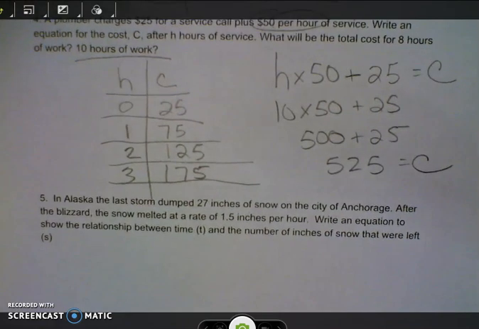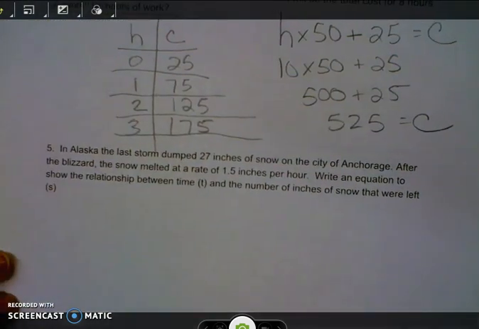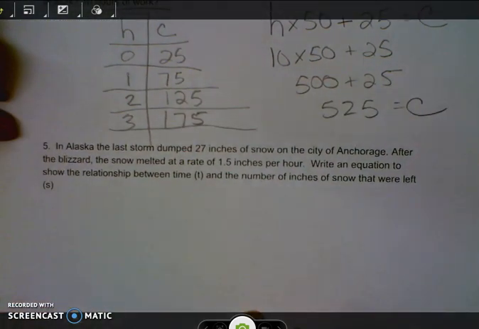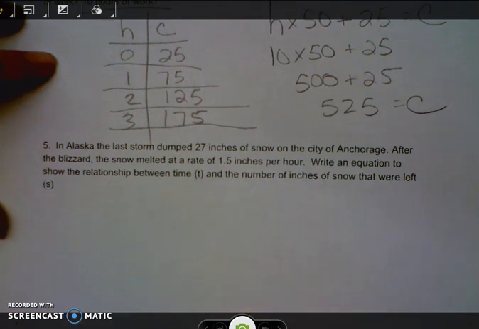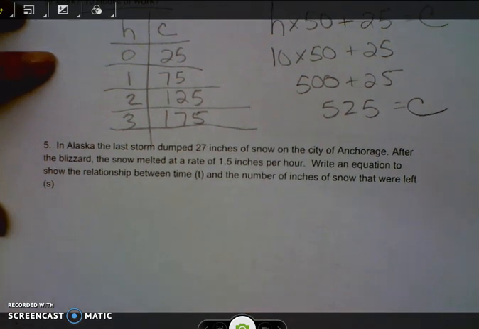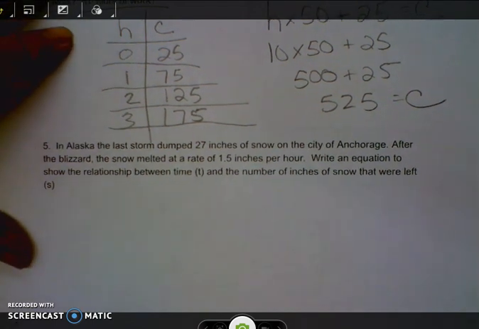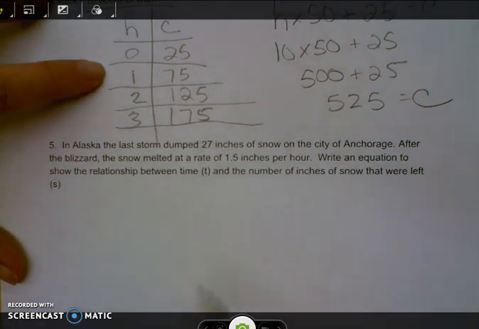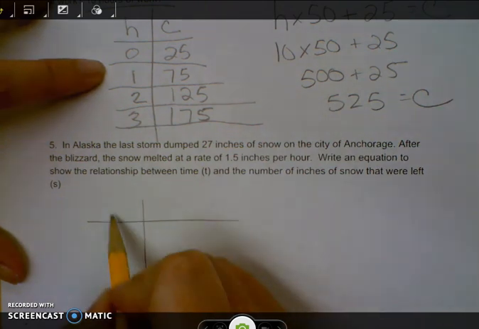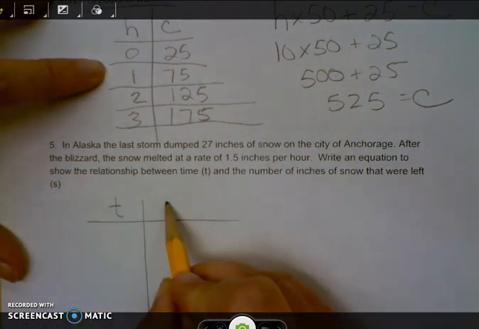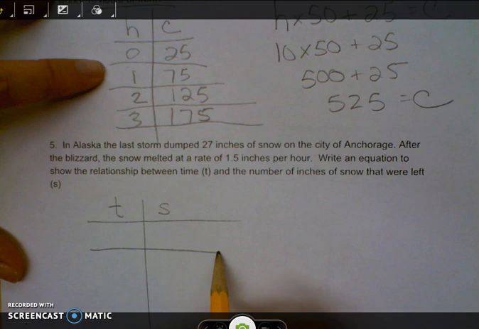And last but not least, in Alaska, a storm dumped 27 inches of snow on the city of Anchorage. After the blizzard, the snow melted at a rate of 1.5 inches per hour. Write an equation to show the relationship between the time t and the number of inches of snow that were left, and we're going to call that S. So in that case, we've got our two variables, time and snow that was left.